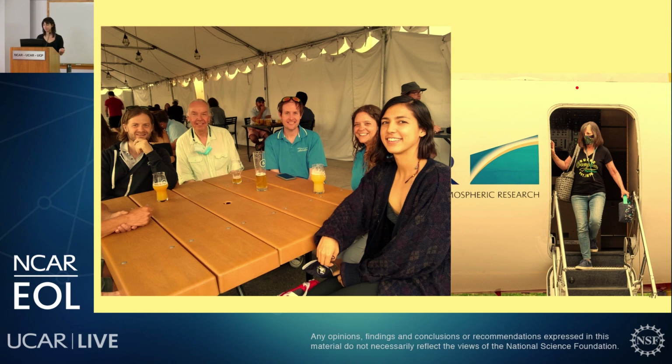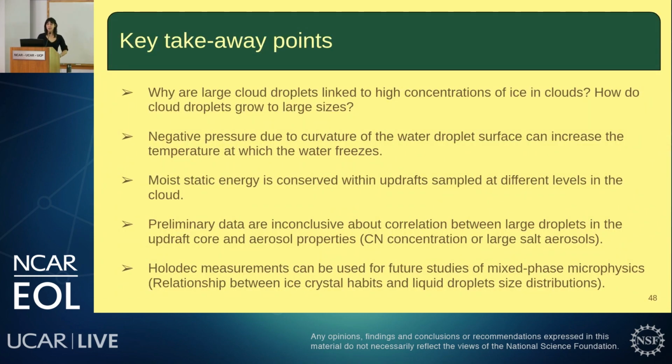So my key takeaway points are, we are looking at why large cloud droplets are linked with high ice concentrations, and how do those droplets grow? My simulations found that negative pressure due to curvature of the droplet surface can increase the nucleation rate of water. From the SPICULE data set, I found that moist static energy is conserved within the updrafts sampled at different heights in the cloud.